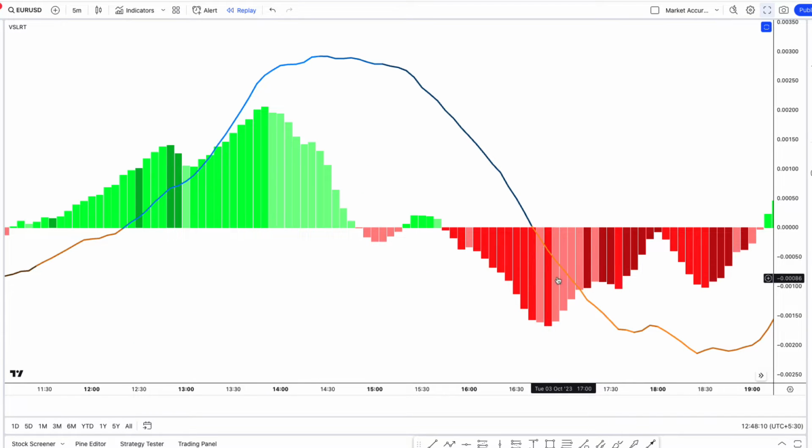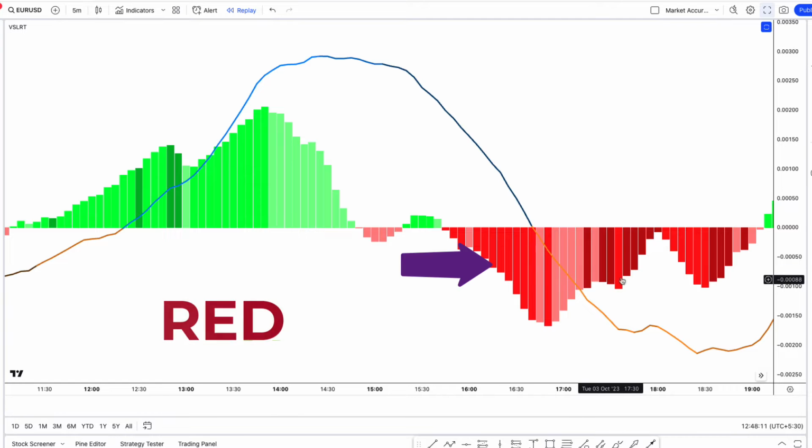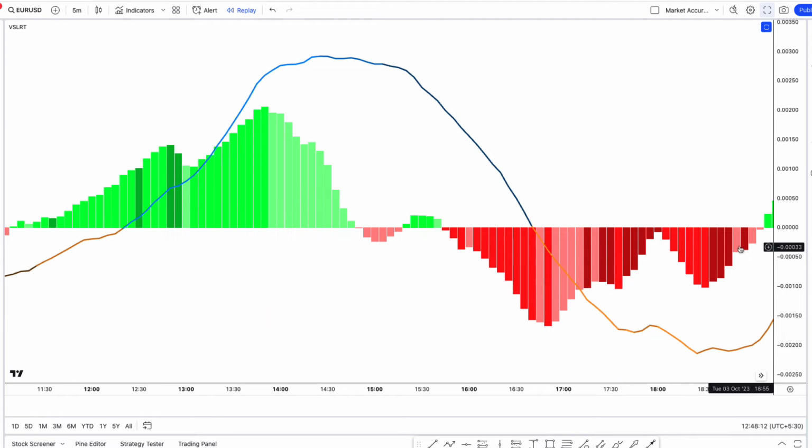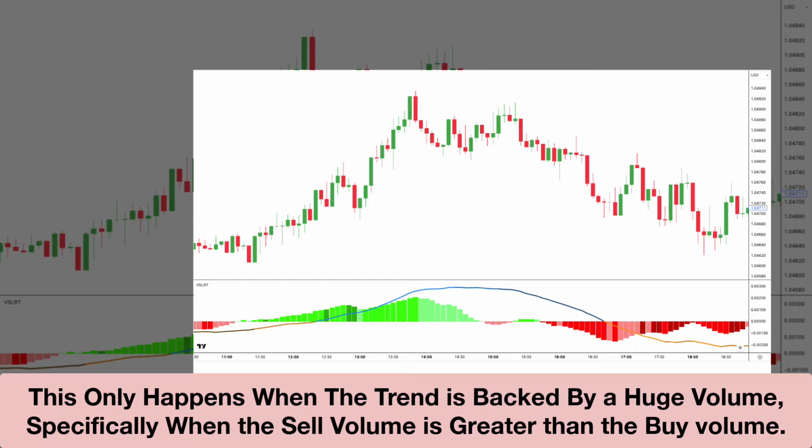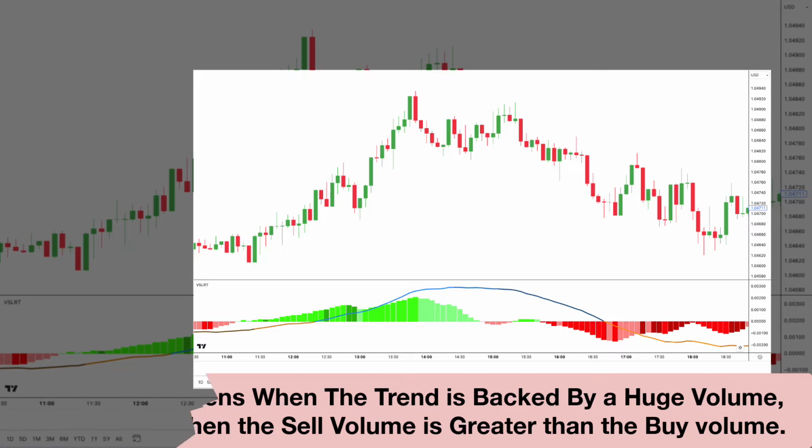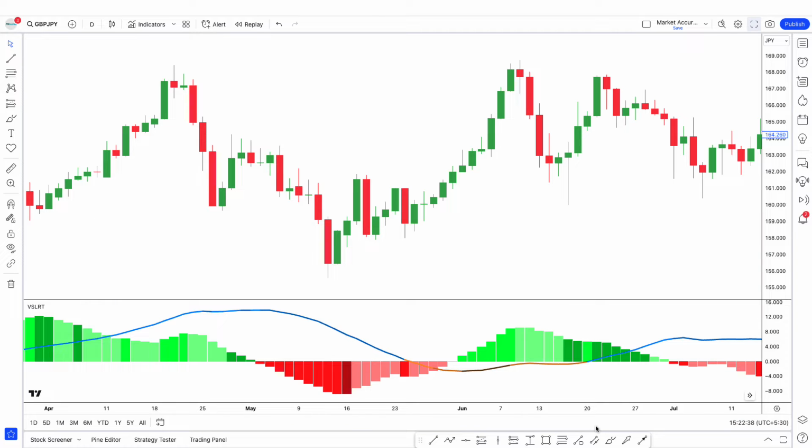On the other hand, when the histogram bar is colored red, that indicates a short-term bearish trend. When it's colored bright red like here, that indicates that the strength of the bearish trend is increasing. This only happens when the trend is backed by a huge volume, specifically when the sell volume is greater than the buy volume. Now, as you can see, we have two more shades of red within this bearish histogram.